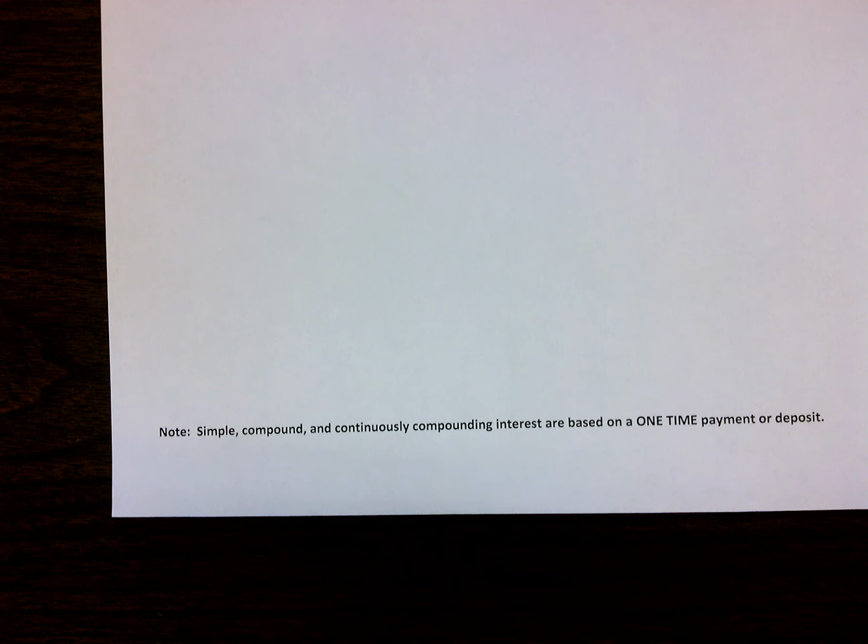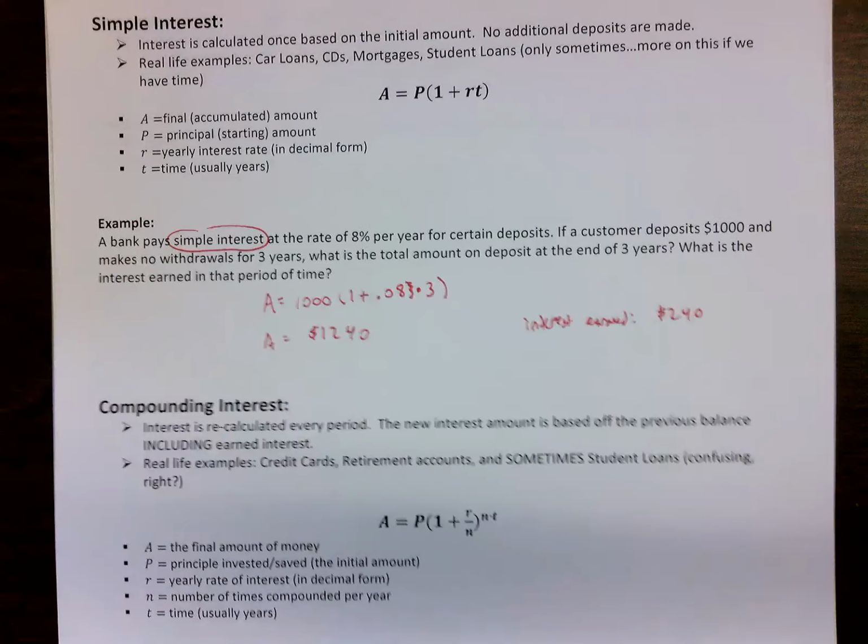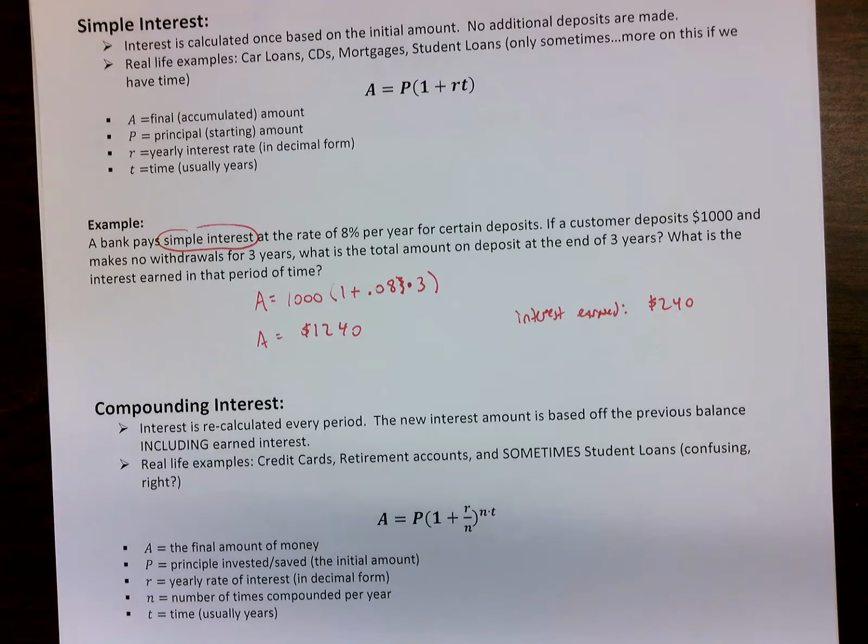So all of these examples that we just talked about are based on a one-time deposit, or it might be a loan or a purchase, but it's all based on a one-time thing.